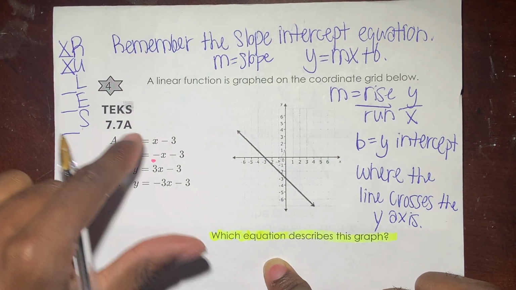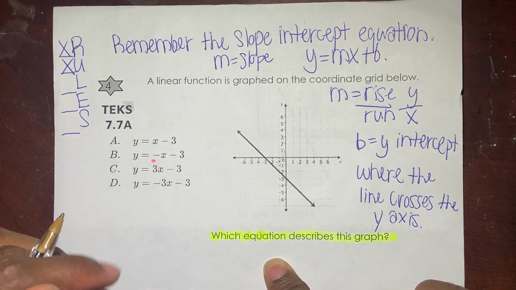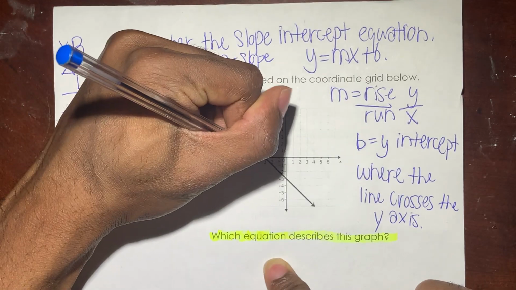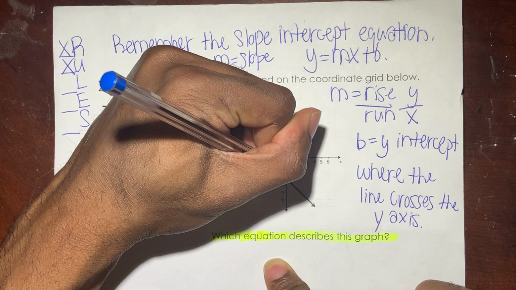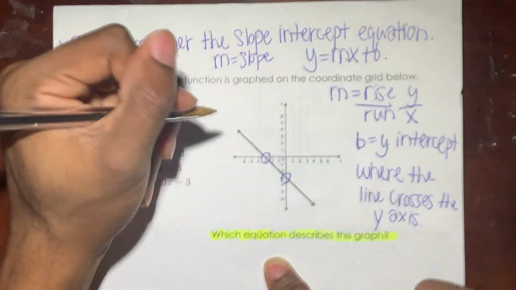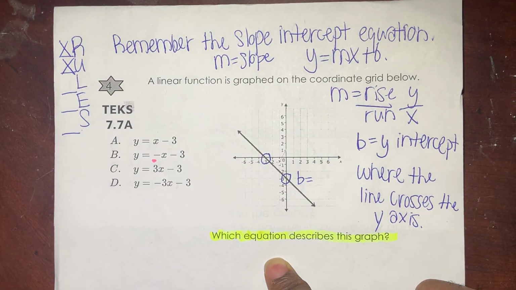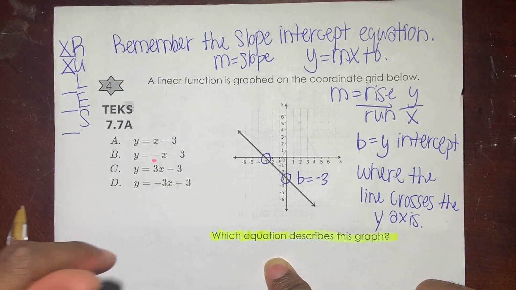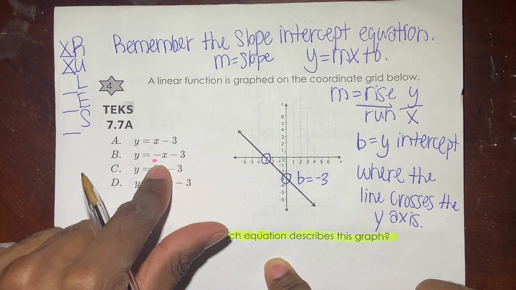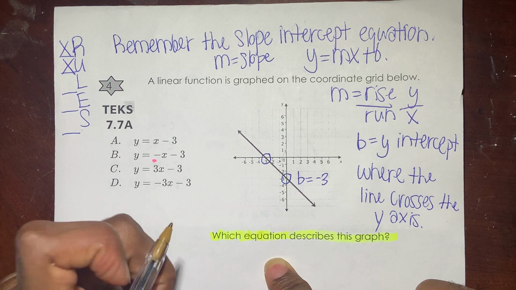So let's look at our linear graph here. We have the x-intercept at -3, and then we have the y-intercept at -3. So b is equal to, what do y'all think? Yes, b is equal to -3. But if you look at all of our options here, they're all -3, so we can't eliminate anything just yet. So let's look at our slope.